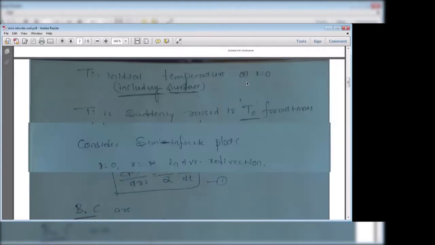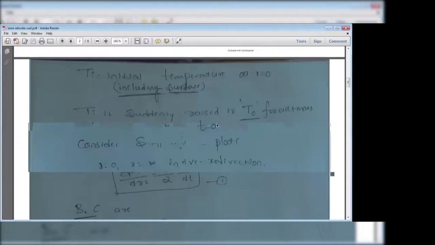This Ti is suddenly raised to T naught for all times greater than t equals 0, where small t is the time. So the initial temperature at x equals 0, t equals 0 is raised to T naught for all times greater than t equals 0, that is 1 second, 2 seconds, 3 seconds, and so on.